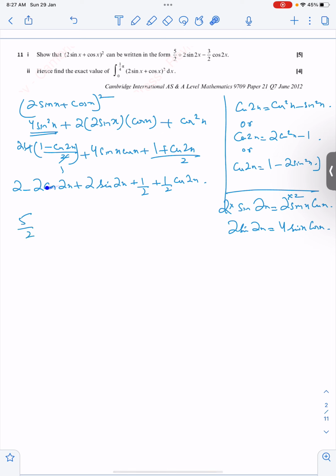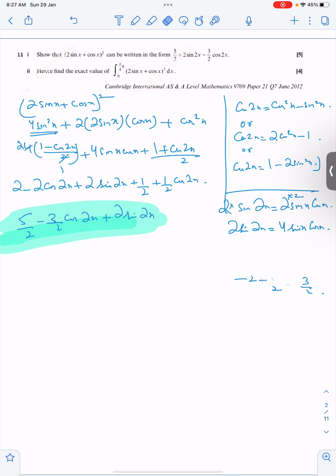Okay, I'm taking both the terms as cos of 2x. It's negative 2 cos 2x plus half cos 2x. So negative 2 plus half is negative 3 upon 2. So negative 3 upon 2 cos of 2x plus 2 sine of 2x. This is what we had to prove for the first part of the question, which is proved now.